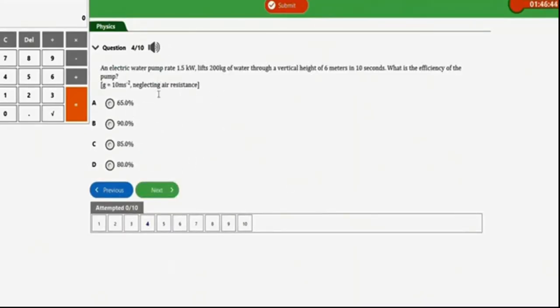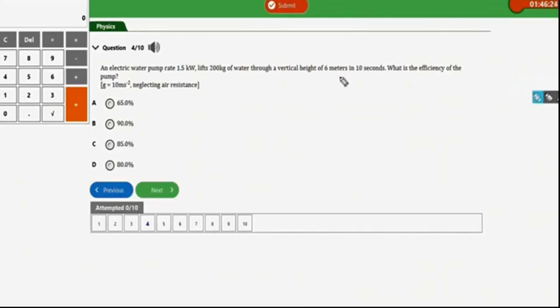The question says an electric water pump rated 1.5 kilowatt lifts 200 kg of water through a vertical height of 6 meters in 10 seconds. What is the efficiency of the pump? Guys, this question is basically very simple.